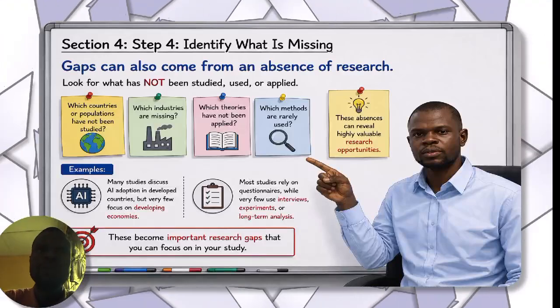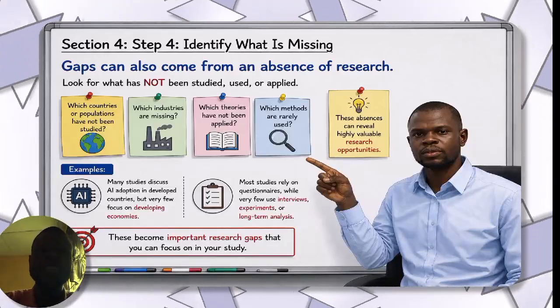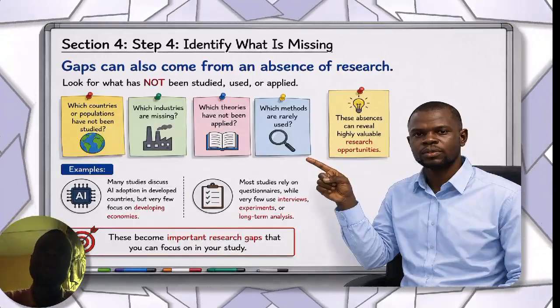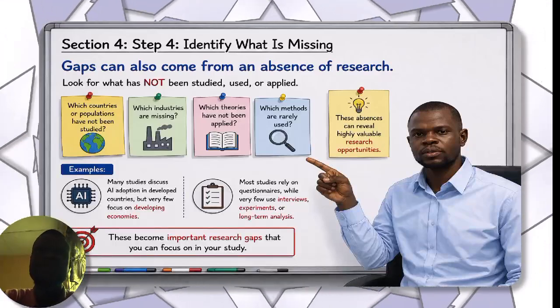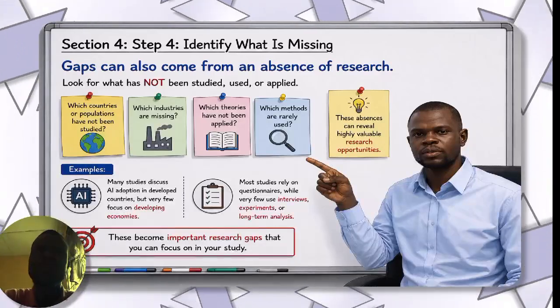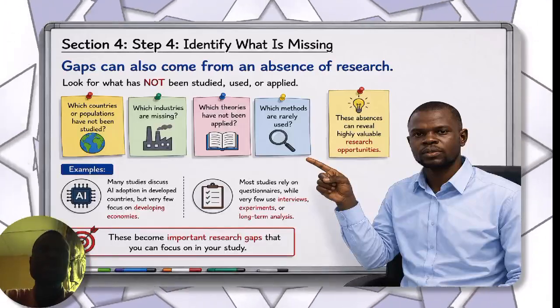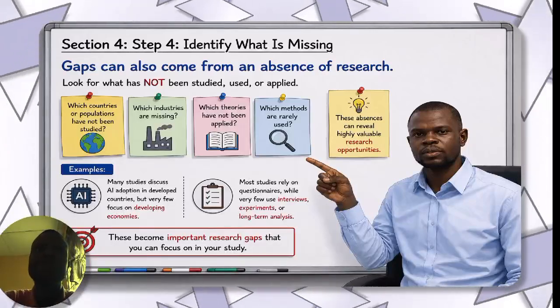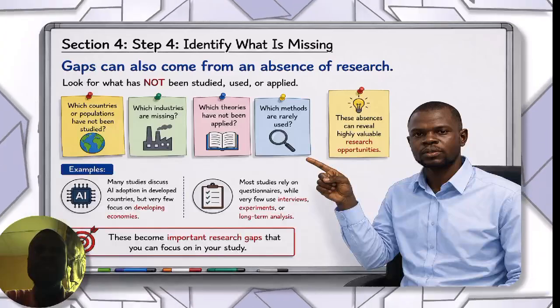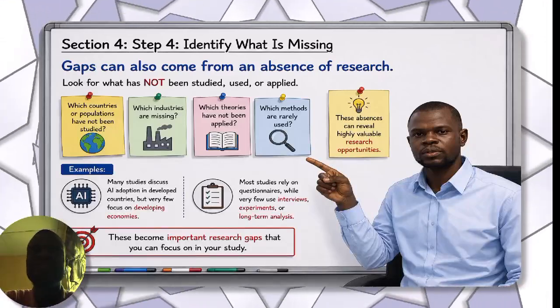Step number 4, identify what is missing. Not all research gaps come from contradictions. Sometimes the gap is simply an absence of research. At this stage, ask yourself important questions. Which countries or populations have not been studied?